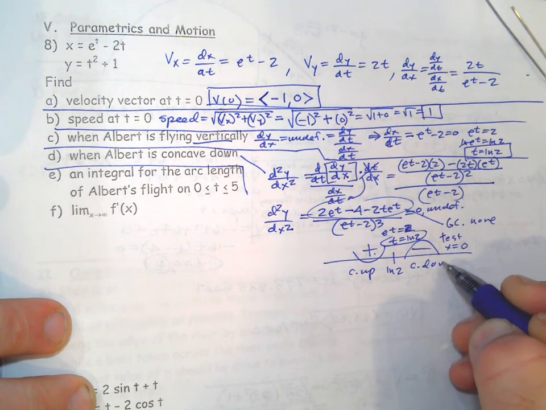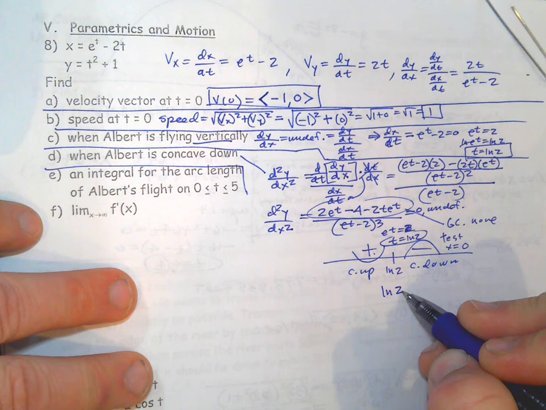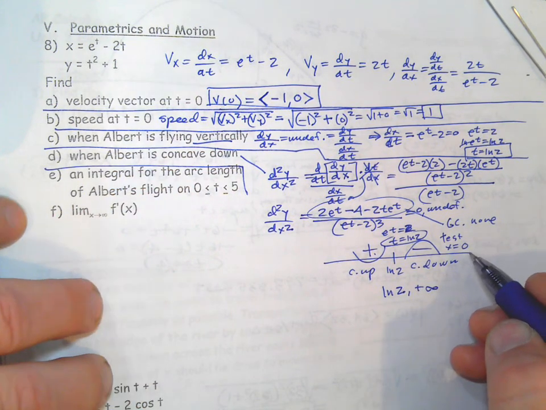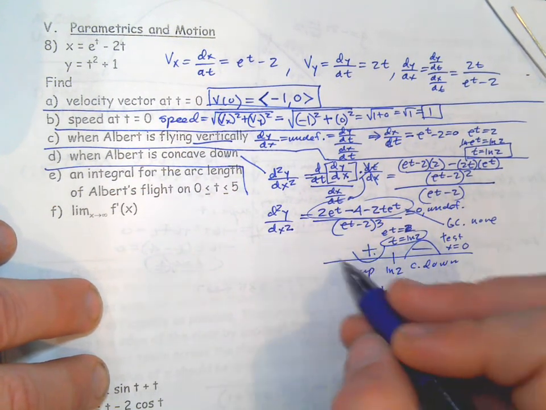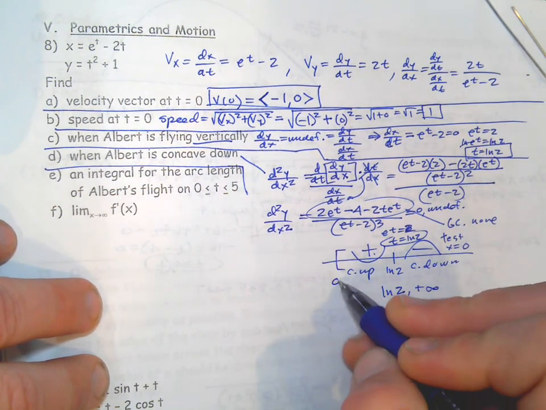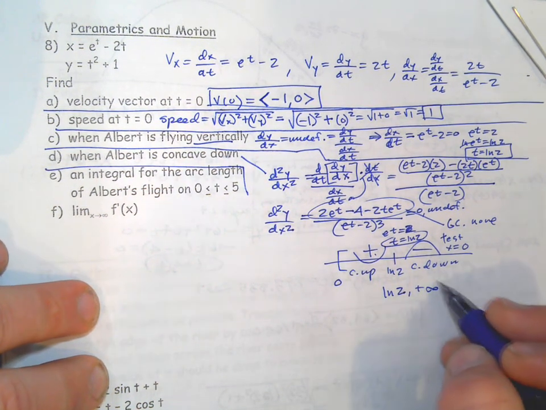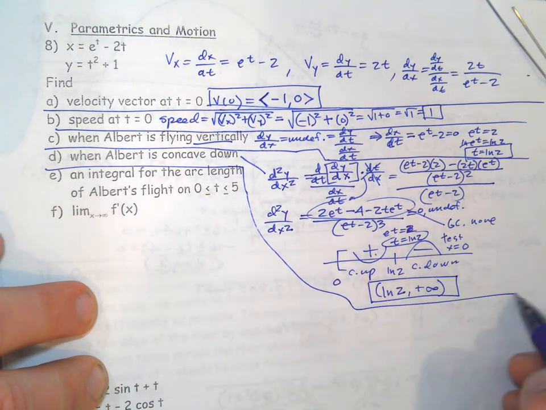And so we're looking for when it's concave down. So that's going to be natural log of 2 to positive infinity. Now, usually on these problems, we also want to make sure we always use positive time, so we really probably wouldn't even look at anything to the left of 0 anyways. And you don't include the endpoints for concavity.